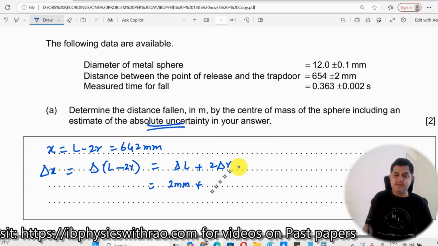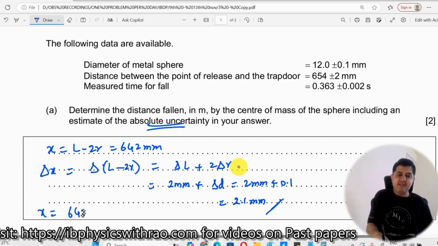What is 2 times delta R? It is delta D over here. It should be 2 millimeter plus delta D. What is delta D? The diameter of the sphere, 0.1 over here. So 2.1 millimeter should be the uncertainty. But we have to write it for this one. So thus the value of X can be written as 642 plus or minus 2.1 millimeter. This is how you need to mention this.